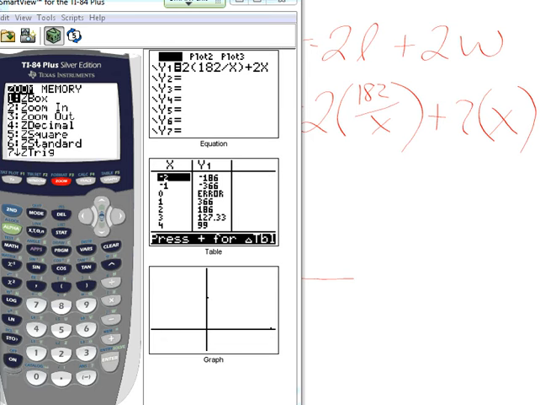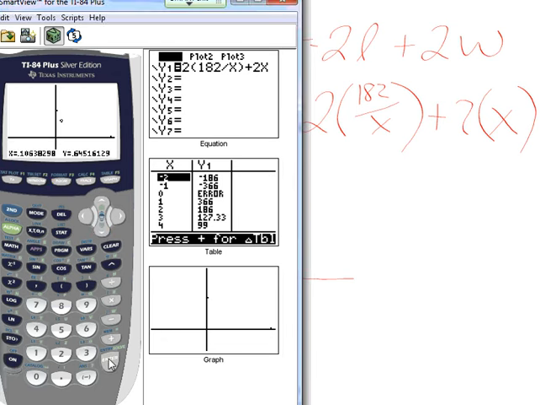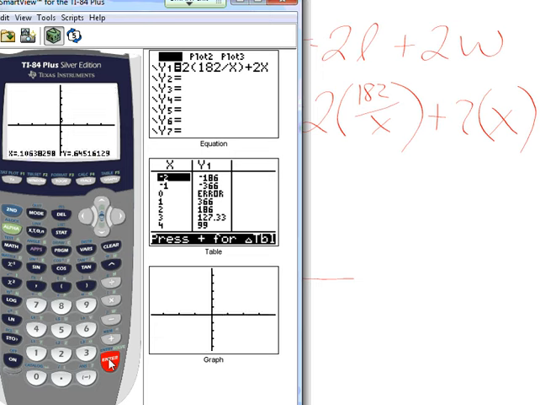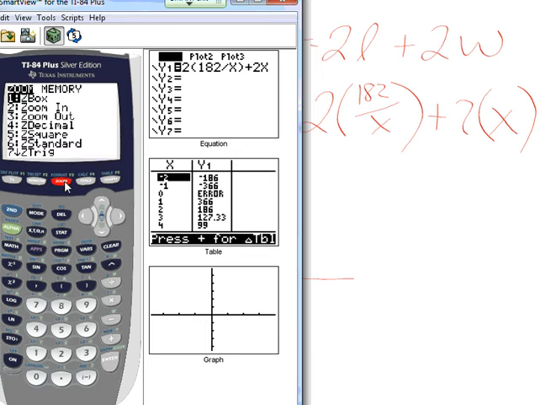Okay, I hit graph and it didn't graph it at all, so I have to zoom out. I encourage you to get used to that on this unit. A lot of times you have to just keep hitting zoom out until you can see it. I can't see it yet, so I've got to zoom out again.